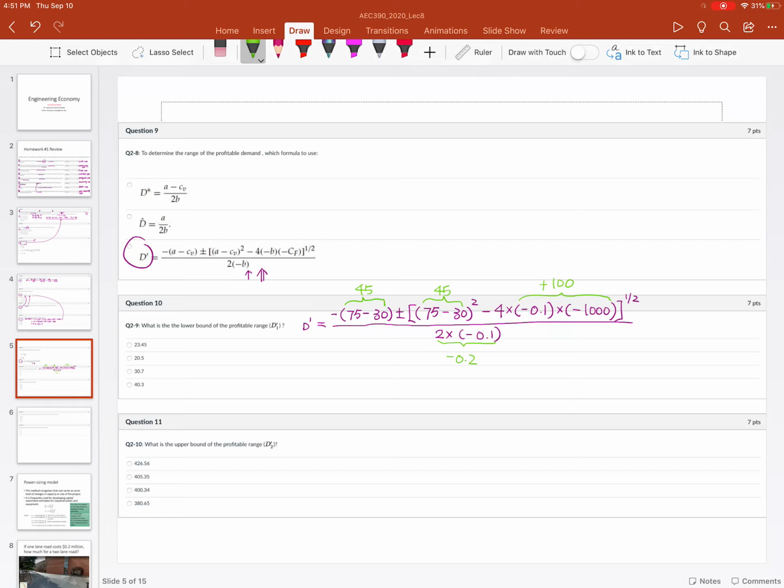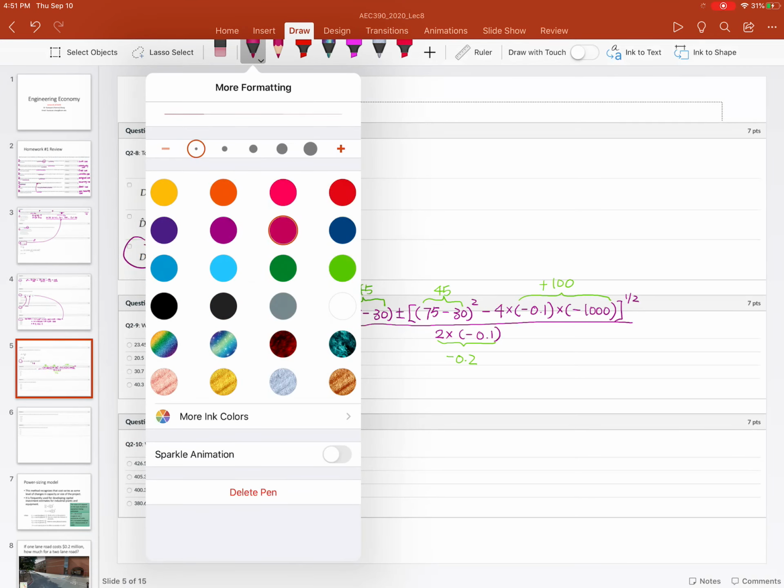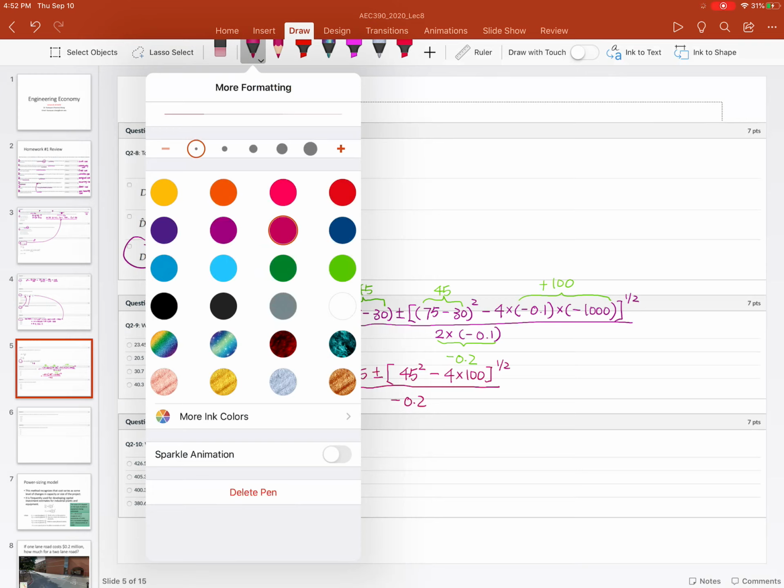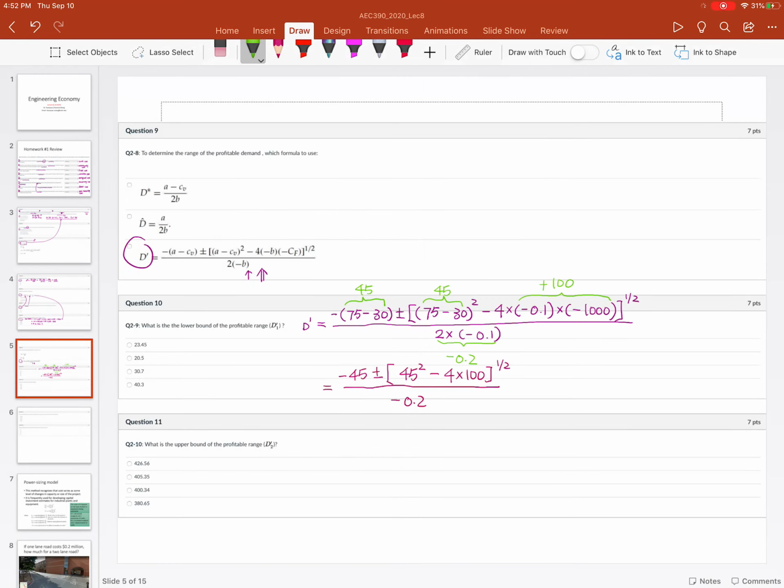Now the next step is just to rewrite this with the green numbers. So it's negative 45 plus minus 45 to the power of 2 minus 4 times 100, and the whole thing to the power of half, which means it's a square root, over negative 0.2. And then next, what you are going to calculate is the part in this bracket.